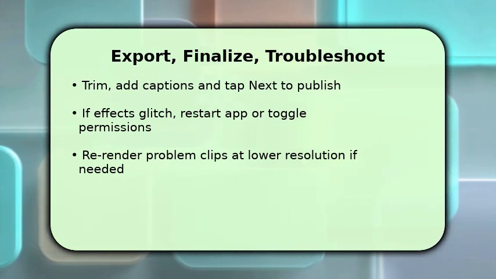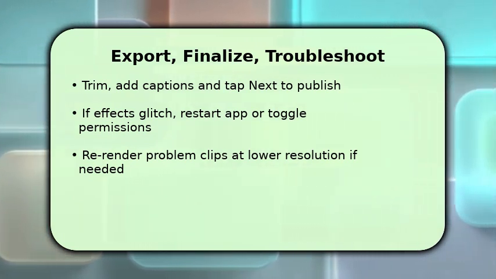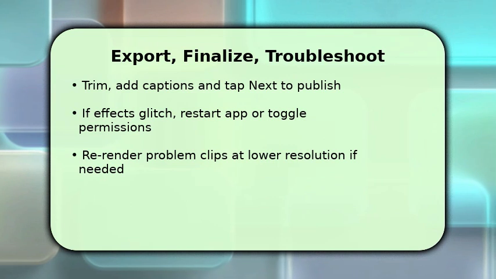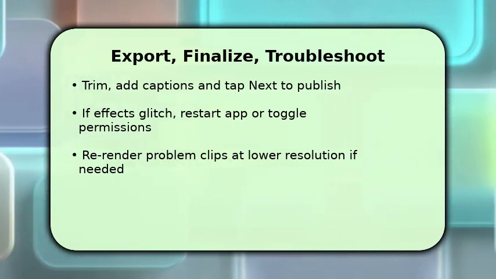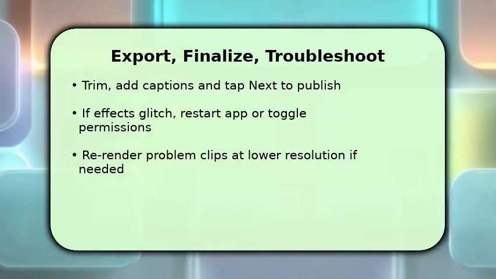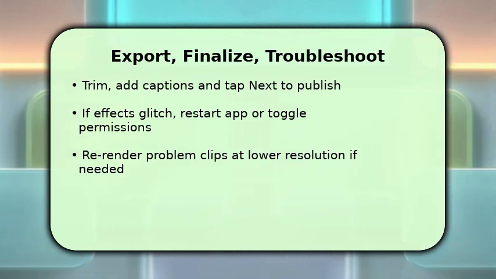This completes the workflow. If an effect glitches or won't apply, force close and reopen the app, toggle camera permissions, or update YouTube. Those quick fixes resolve most runtime issues. If playback still stutters, export or re-record at a lower resolution. Lower processing demand prevents effect drops while keeping visual quality acceptable for shorts.